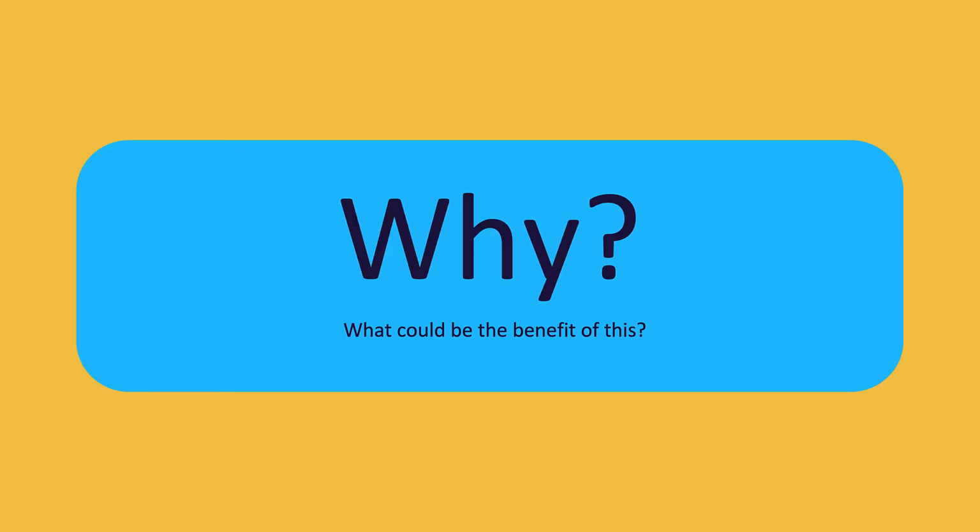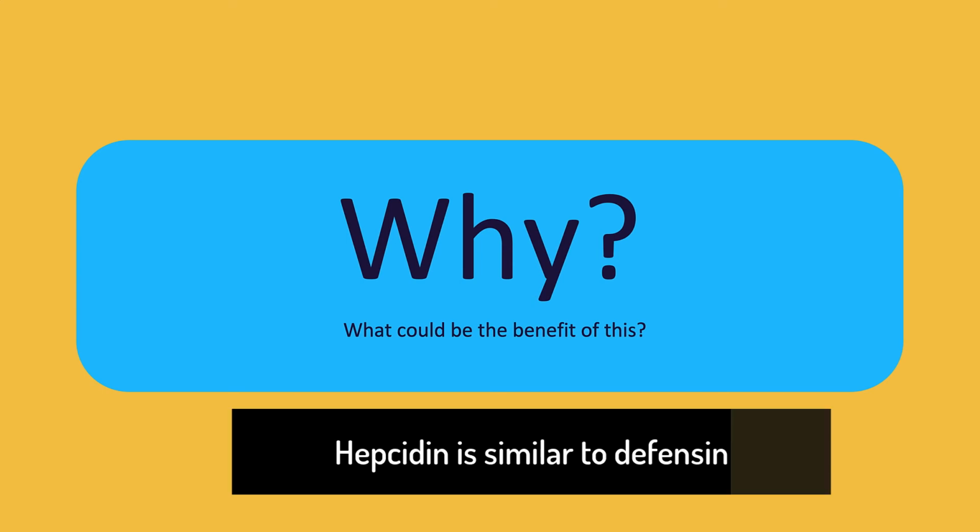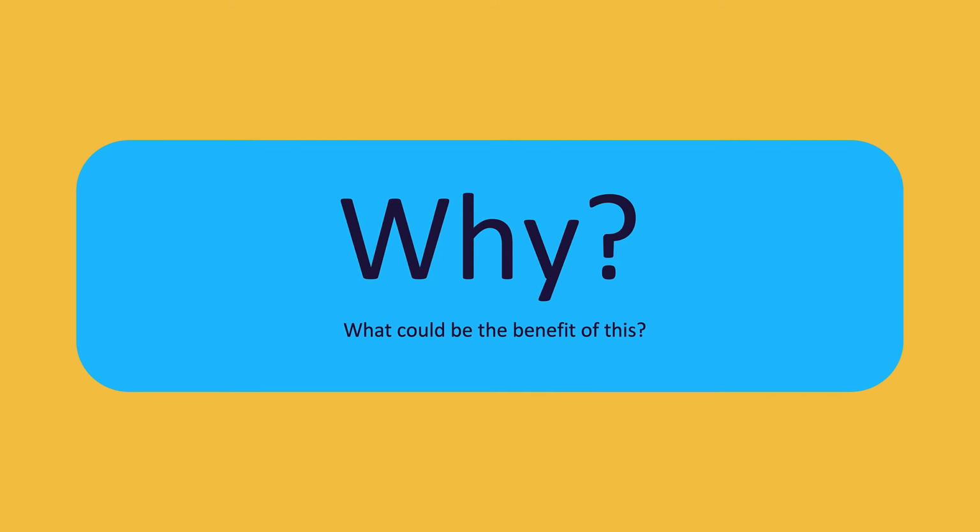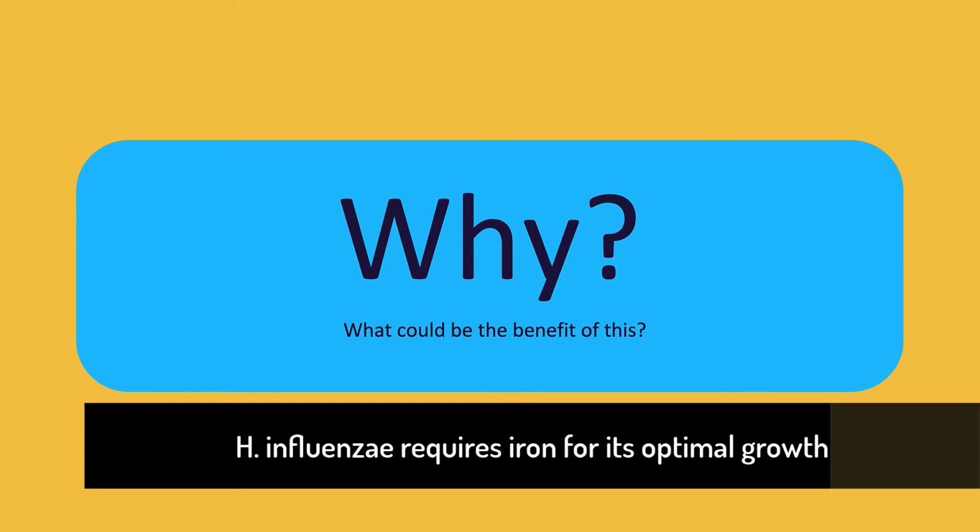But what is the benefit of this? Or why does this happen? Although we do not know for sure why this happens, one of the hypotheses is that the enzyme hepcidin is similar to defensin in its structure. So scientists assume that body is actually trying to protect us from the invaders. And one of the examples they often cite is Haemophilus influenzae.